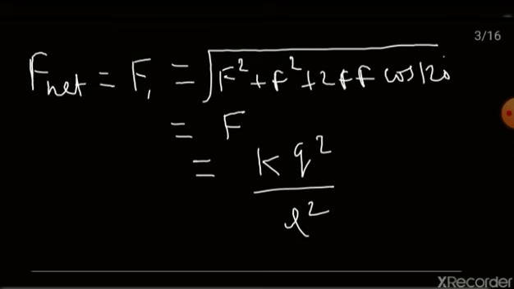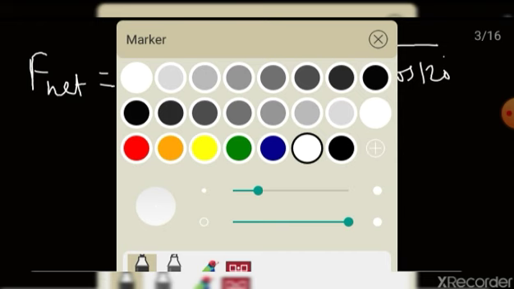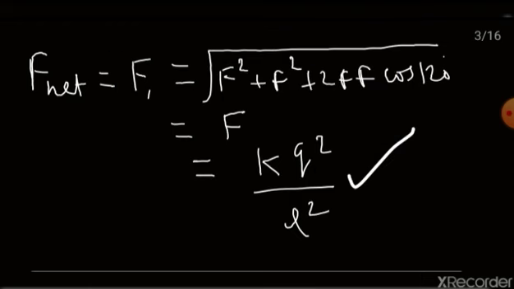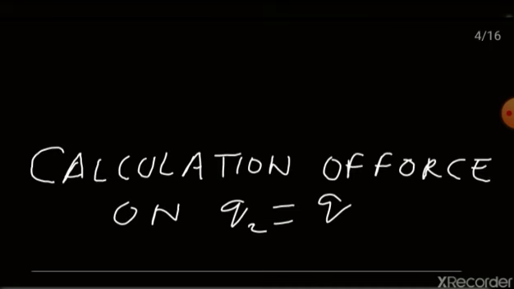And now what is F? We have calculated it earlier. Yes, it is KQ square by L square. Okay, so now we have found the net force which is acting on this charge Q1. Okay, let's talk about the other charges.